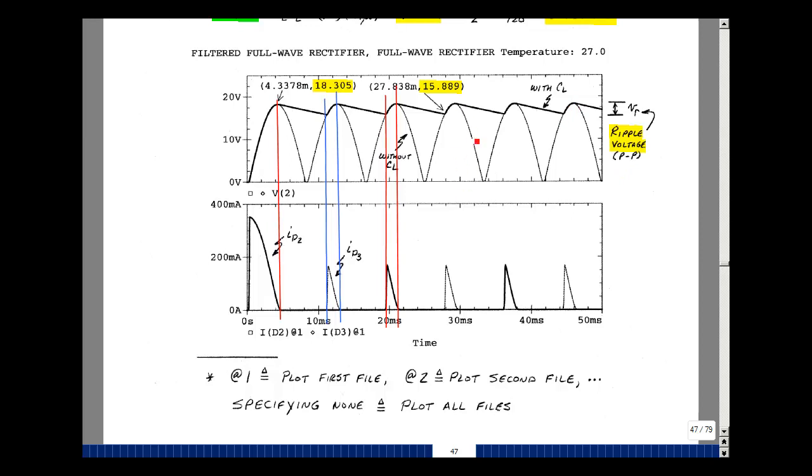If you have 2 simulations together and you want to look at just one of the simulations, you can use the symbol @1 or @2. My first simulation was with the capacitor. So here is the current in diode 2. And I did it with a dotted line and a regular line. The dotted line is the current in ID3. And you can see it's kind of sequenced between the two.